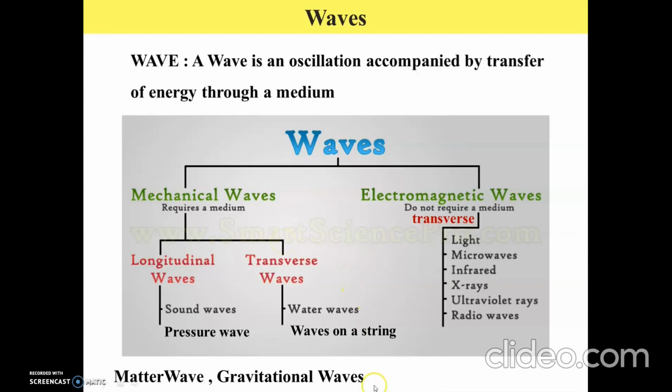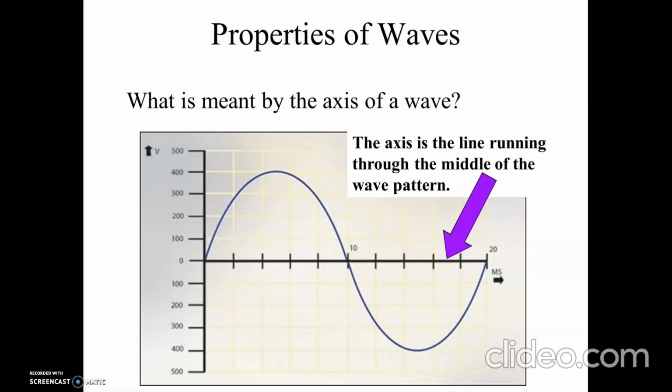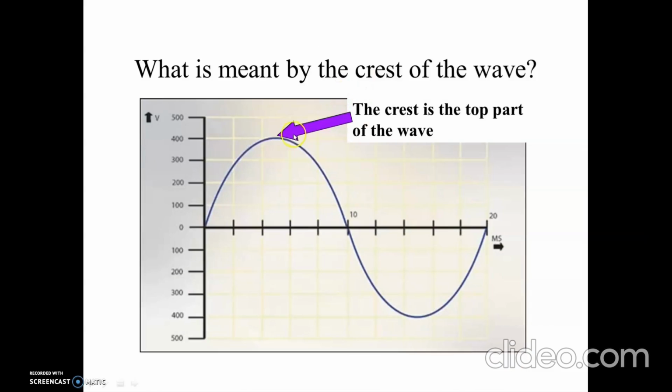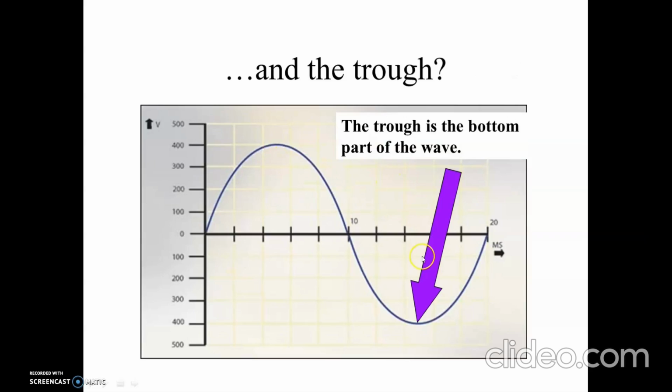So there are other forms of waves, matter waves and gravitational waves, which are beyond this course, so we will not be talking about that. A wave is represented as a sinusoidal waveform as shown here, and there is an axis which is drawn, and this axis is the line that is running through the middle of the wave pattern. The crest of the wave is defined as the topmost part of the wave, and the bottommost part of the wave is defined as a trough.